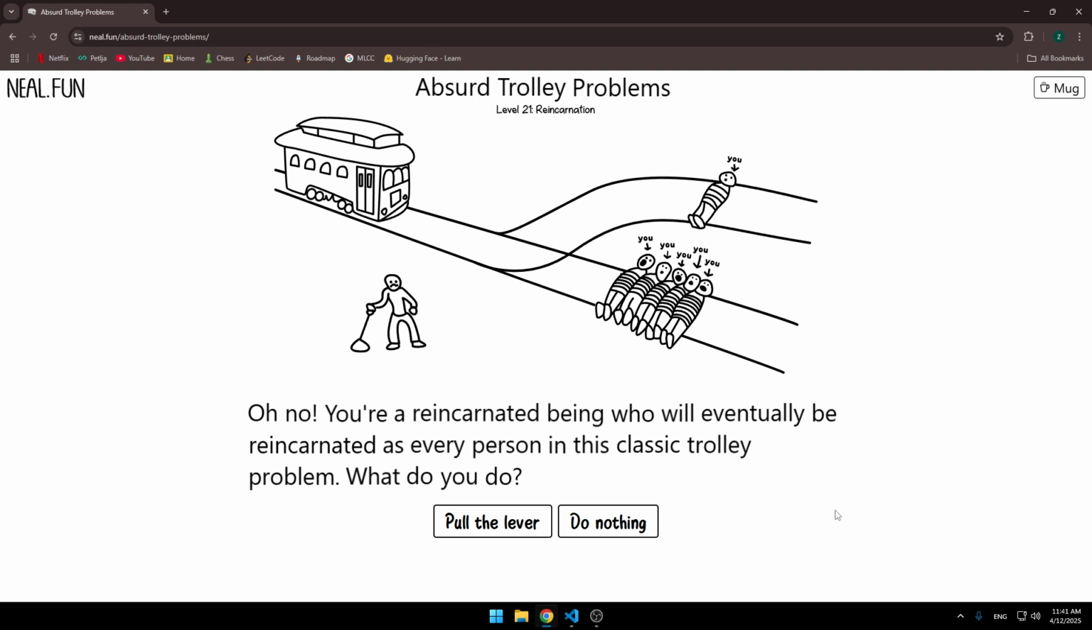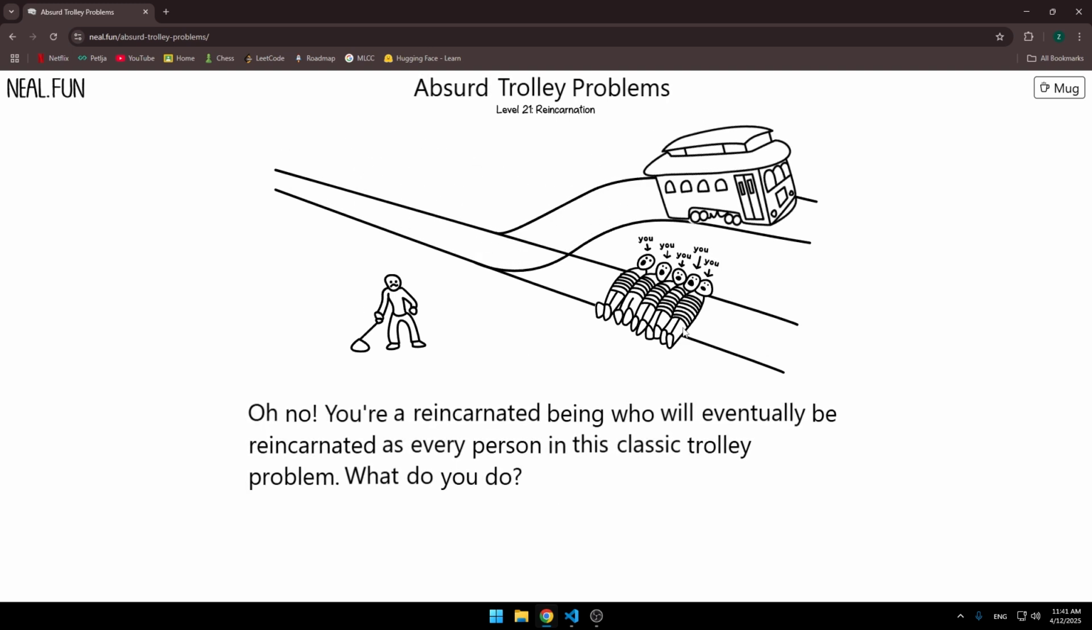Oh god, that is brutal here. Oh god, let's see. Reincarnation. I have no idea what to do here. I'm confused. AI, save me. Pull the lever. As a being destined to become everyone involved, minimizing overall harm, even if it means sacrificing one, aligns with the long game of experiencing the full spectrum of human consequence. It's a pragmatic, not emotional decision. We pull the lever. Goodbye, me.